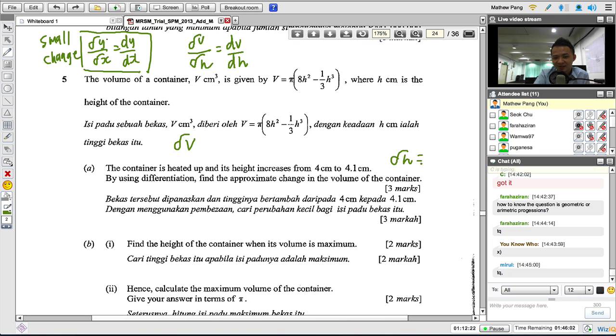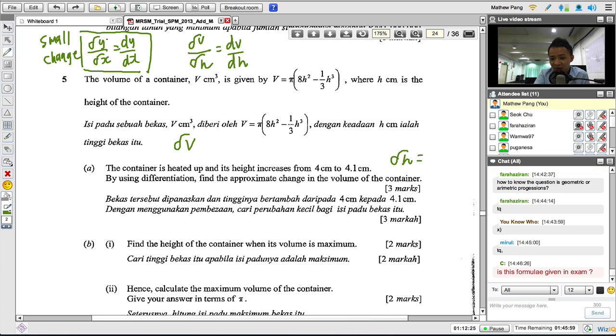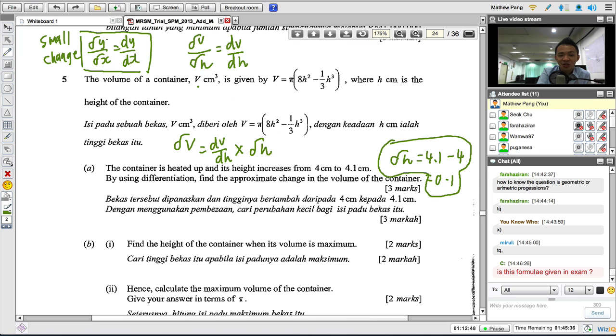What's the change of h? We always use the new value minus the old value. 4.1 minus 4 is 0.1. Okay, we got the change of h already. If I move the change of h to the other side, change of v is dv/dh multiplied by change of h, right? So you got change of h already; you need to find dv/dh.